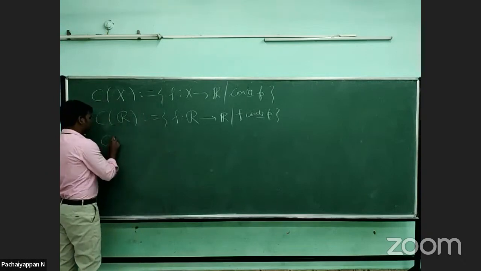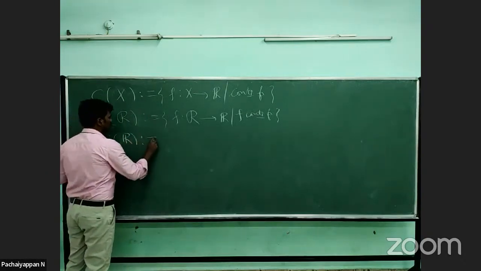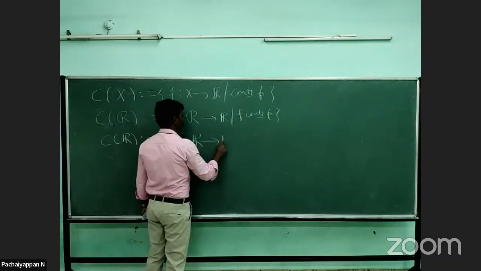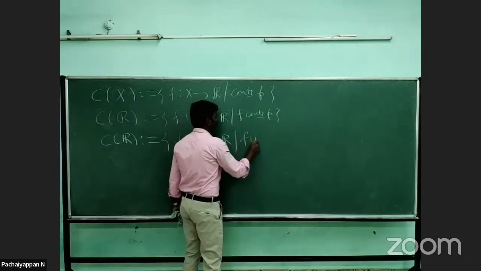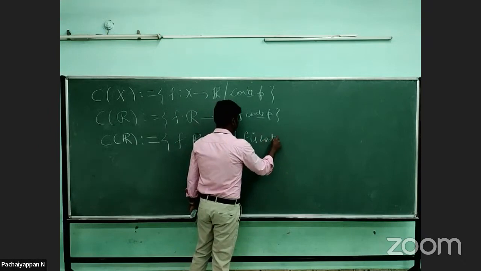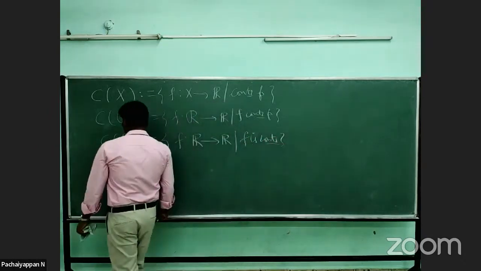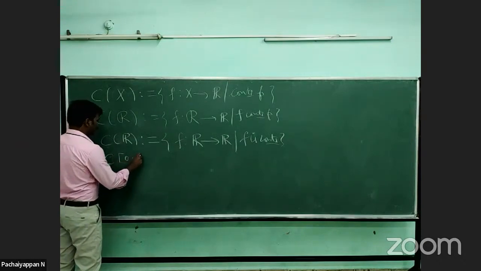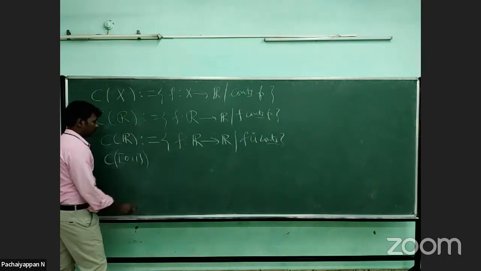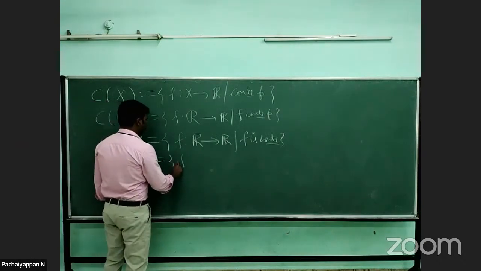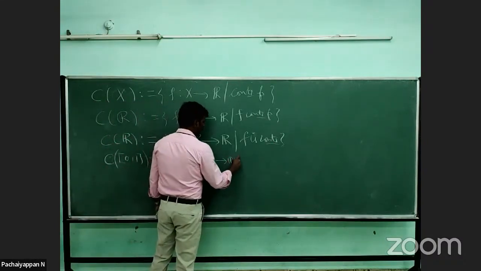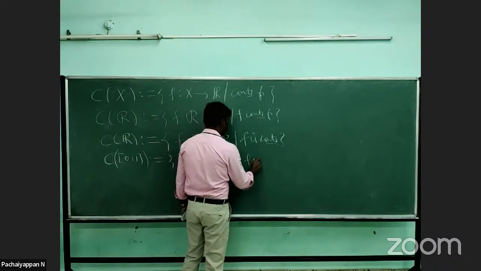First I would like to introduce this notation: C(R) is the set of all functions from R to R such that f is continuous. Now, C[0,1] is special. This is equal to the set of all f going from [0,1] to R such that f is continuous.